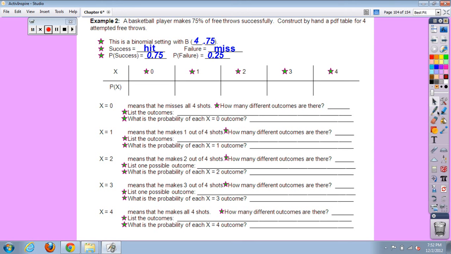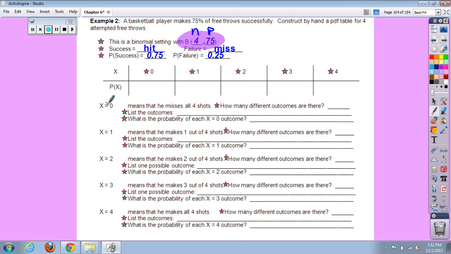So the shortcut we could write for our binomial distribution would be b(4, 0.75), where the 4 is our total number of attempts, our fixed number of trials, and the 0.75 is our probability of success. Now, before I fill out the table, we're going to look at these one at a time here. And then every time we fill out one, we'll come back up here and we'll write out the probability.